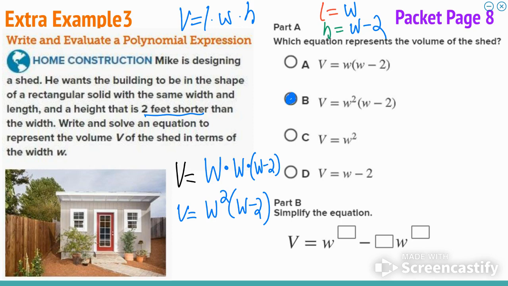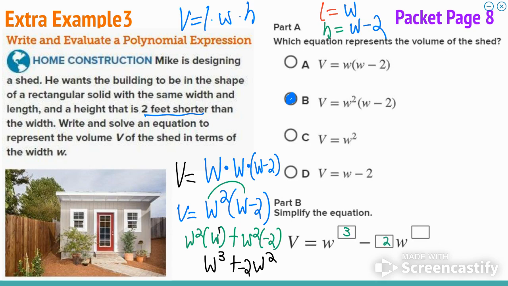Now, if I distribute this, I could simplify it more. W squared times W minus W squared times negative 2. Sorry, I would need to add because I have a positive W squared times a negative 2. W to the power of 2 and 1 is 3, plus W squared times a negative 2, so it would be minus 2W squared. So filling this in your notes on packet page 8, this would be W to the power of 3 minus 2W to the power of 2.